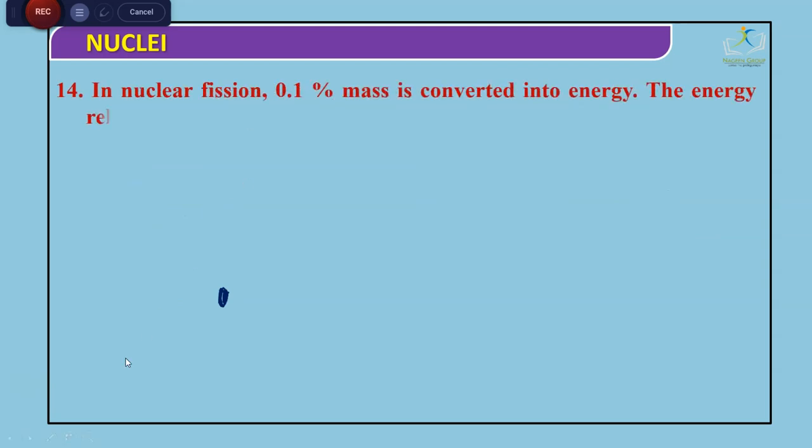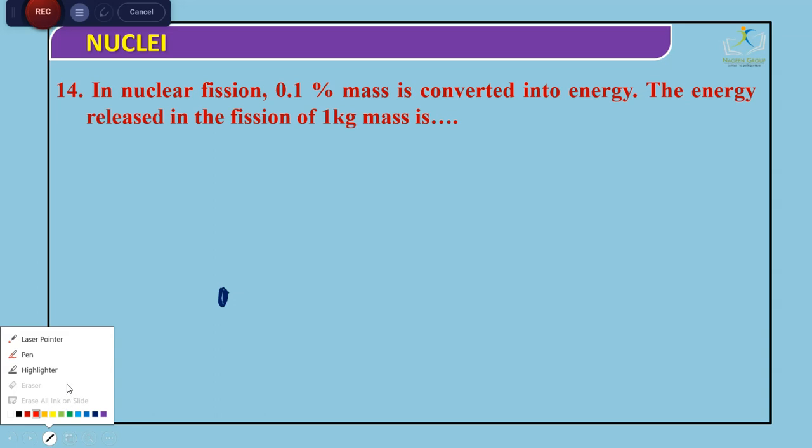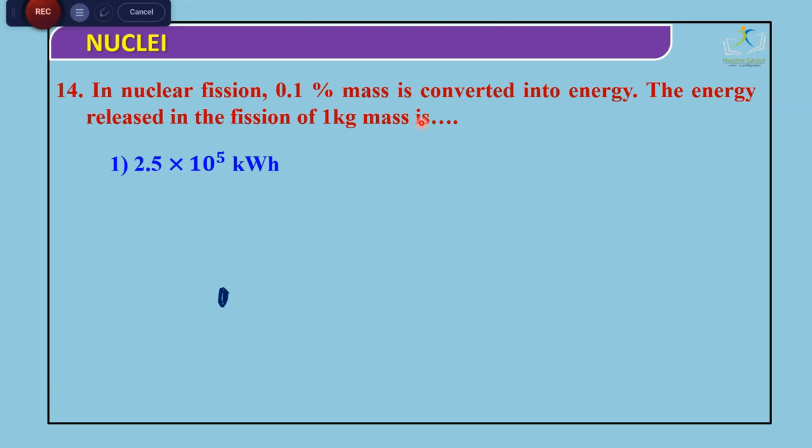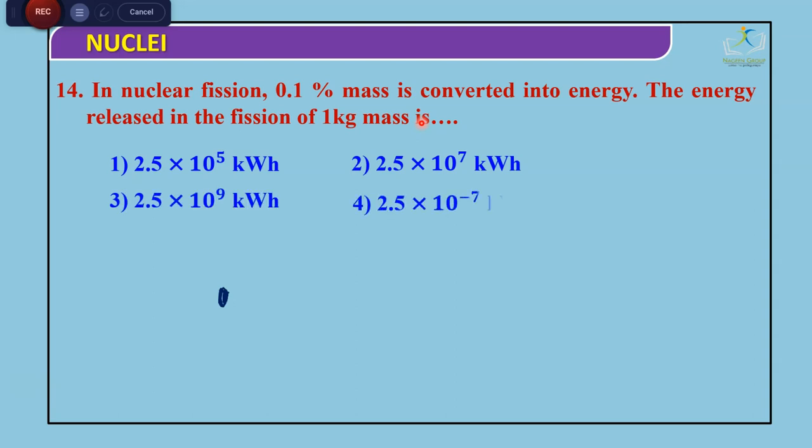The 14th question is: in nuclear fission, 0.1% mass is converted into energy. The energy released in the fission of 1 kg mass is, we have the options: 2.5 × 10^5 kilowatt hour, 2.5 × 10^7 kilowatt hour, 2.5 × 10^9 kilowatt hour, and the fourth one 2.5 × 10^-7 kilowatt hour. Let's move on to the solution part.